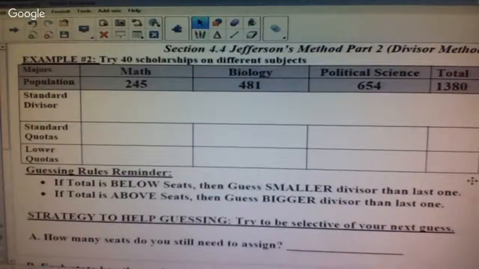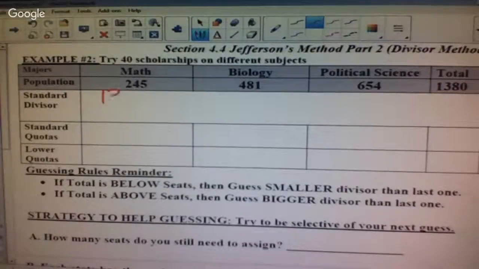First, we need to get a standard divisor. So my standard divisor is my total, so 1380 divided by what in this one? 40. We need to divide by 40. Did I lose anybody yet? We got this into y equals. We're finding a standard divisor right now. It tells you how many scholarships, that's how many seats you have. 34.5.